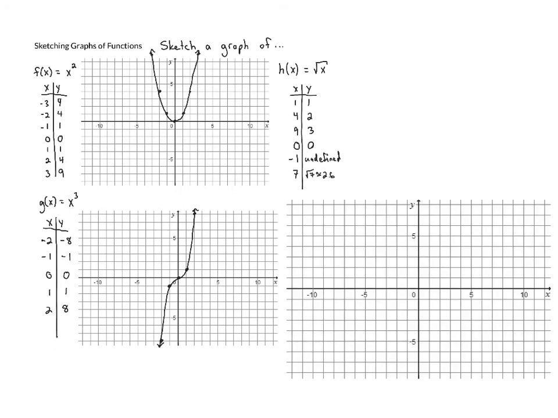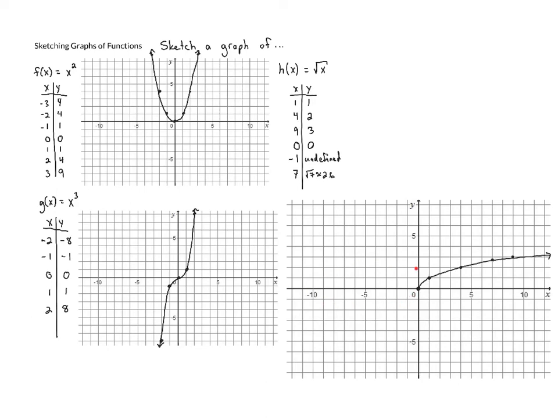I'm going to use a slightly bigger xy plane just because this is a new graph for us. We haven't seen this yet this semester. Now, plotting these points, we've got 1, 1, 4, 2, 9, 3, 0, 0, and then 7, 2.6 or so. All right. Now, if we start from 0 and move our way up and over, we end up getting something like this.